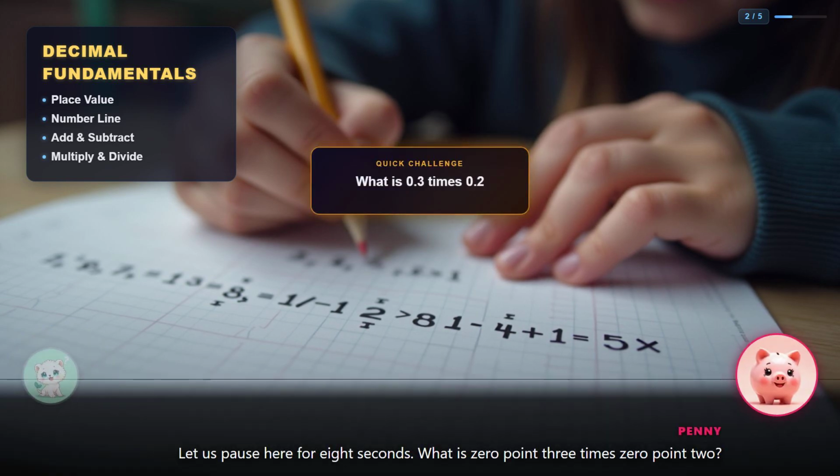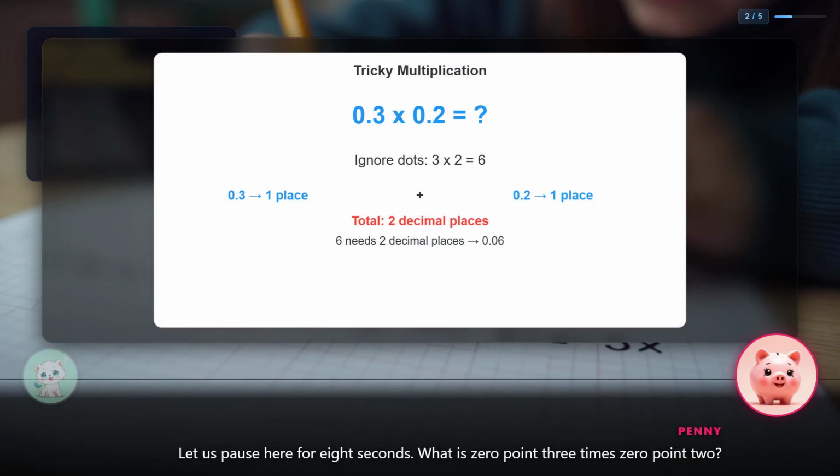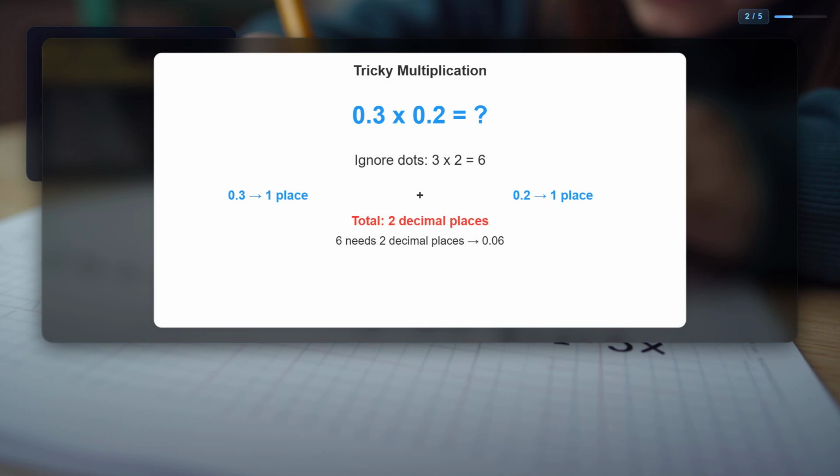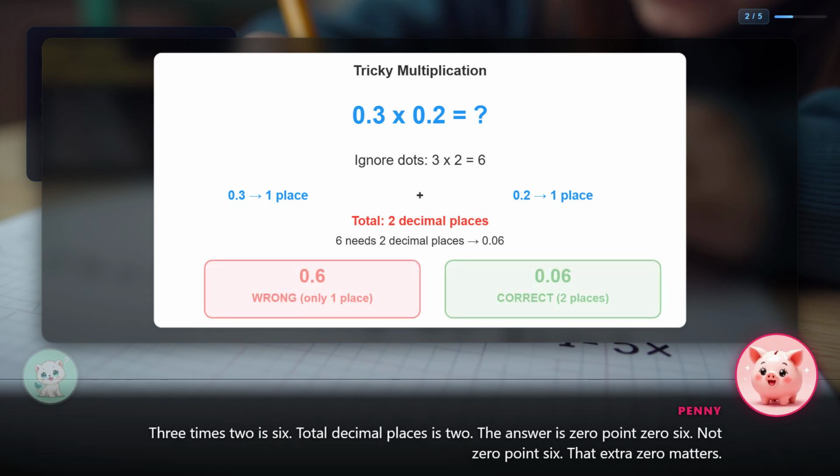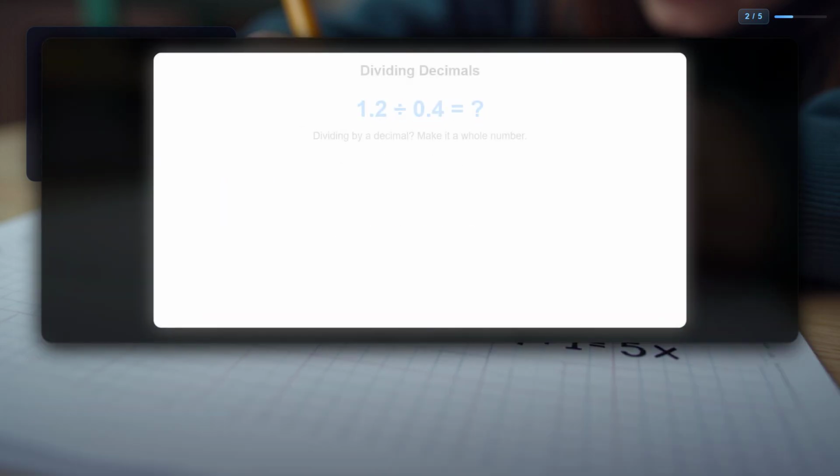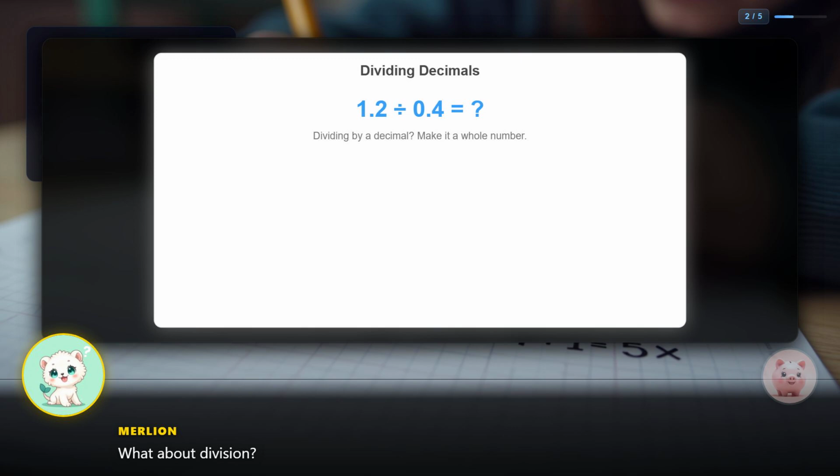Let us pause here for 8 seconds. What is 0.3 times 0.2? 3 times 2 is 6. Total decimal places is 2. The answer is 0.06, not 0.6. That extra 0 matters.